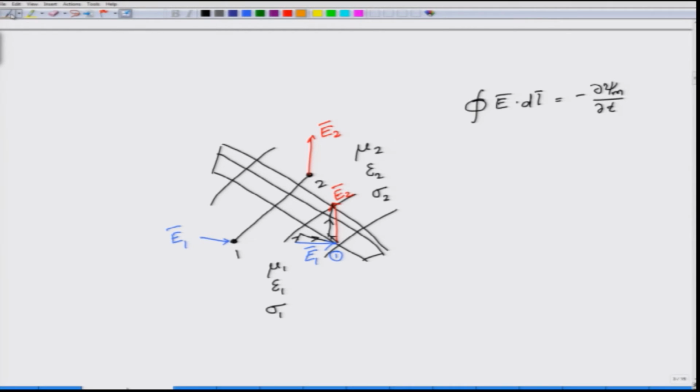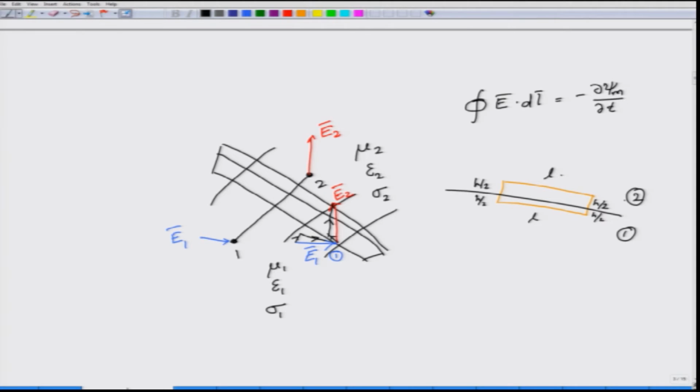So, I am going to assume a loop whose height is very small, although I am showing that this height is pretty large. Again, I made a mistake, this height should have been symmetrical, but anyway, it does not really matter. So, this height is h by 2, here is also h by 2, the length of this loop is L. Right. So, this is region 1, this is region 2.